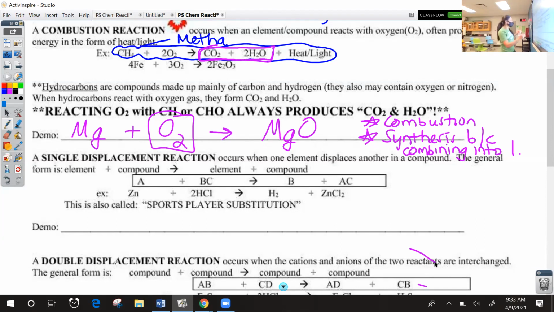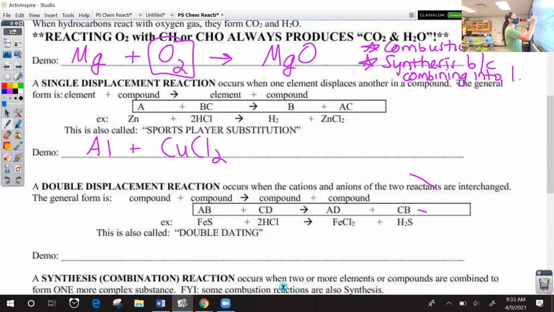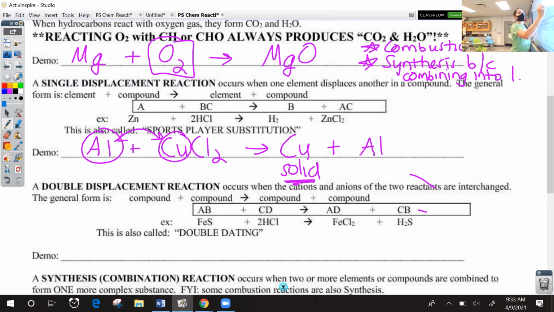So what happened here is I had aluminum foil and I added copper chloride. It's actually CuCl2. And when I did that, the copper swapped places with the aluminum. So the copper comes out as copper solid and the aluminum goes in, and it's actually AlCl3. The aluminum goes in, and now you don't see the aluminum anymore because it's an ion. It's an ion form, okay?